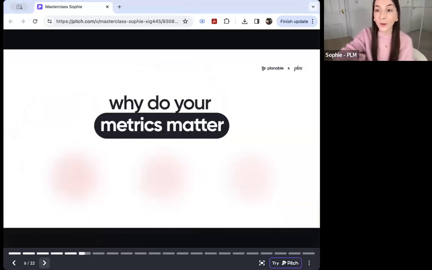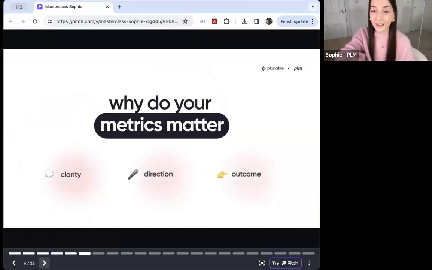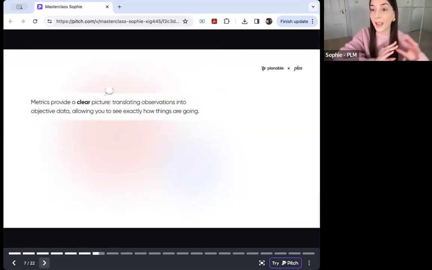Your metrics matter for many, many reasons, but if you do need convincing, the top 3 are these: for clarity, for direction, and to guide your outcome. Metrics provide a clear picture. So again, guesswork is great, and I think sometimes we can be sporadic and reactive and try new ideas, and I deeply encourage you to do so. I've spouted this quote a lot over on Threads and LinkedIn all the time: it's not a flop, it's an insight. So anytime you can share something new, take the learning from it and run with it.